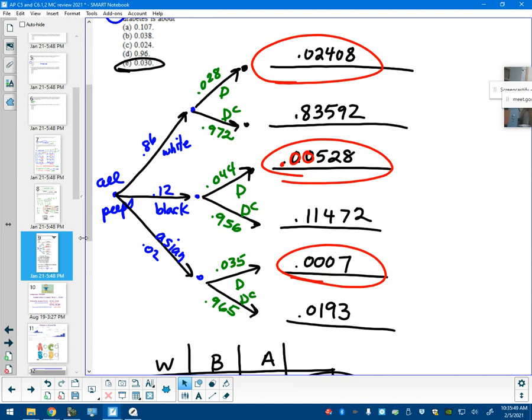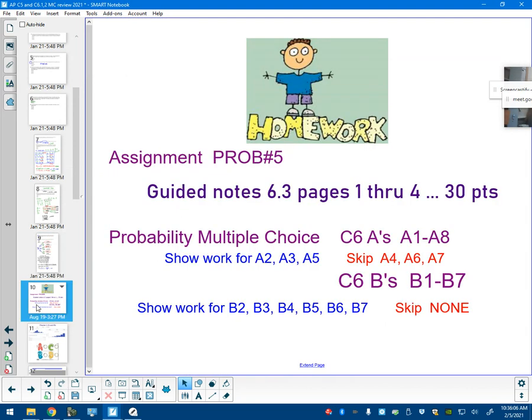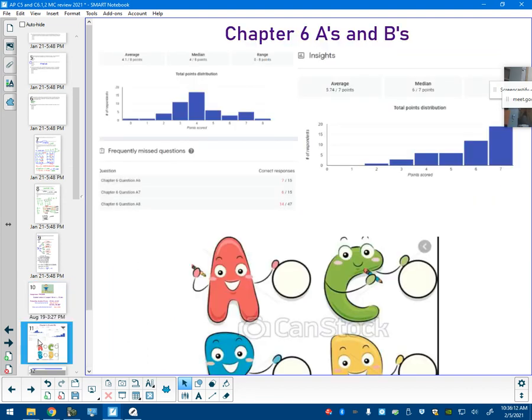Now we're going to go over chapter 6A's, because there are 2 or 3 there. So this is on page 11 and 12. All right. So we missed 6, 7, and 8, it looks like. And then look at the 6 B's, they're all stacked up. And we didn't miss any that we have to go over. We didn't miss any under 50%.